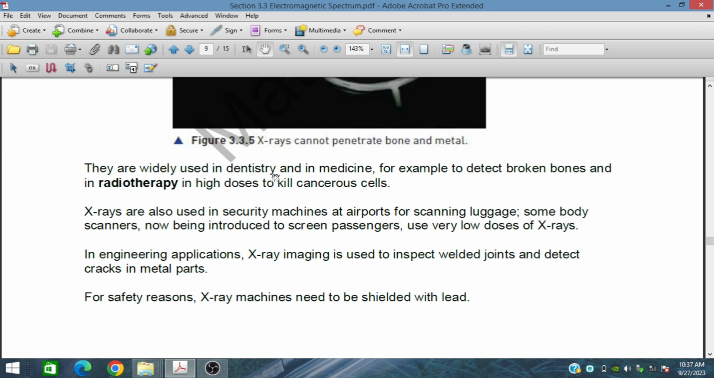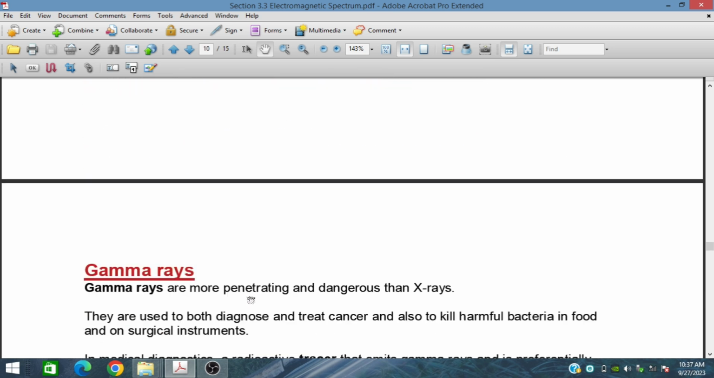They are used in dentistry and medicine to detect broken bones, and in radiotherapy in high doses to kill cancerous cells. In engineering applications, X-ray imaging is used to inspect welding joints and detect cracks in metal parts. For safety, X-ray machines need to be shielded with lead, because X-rays are harmful to the human body.